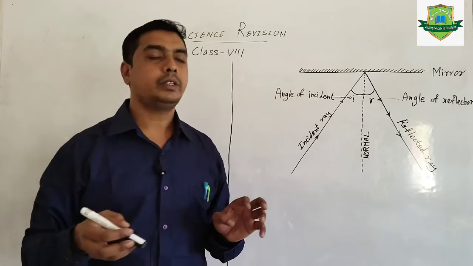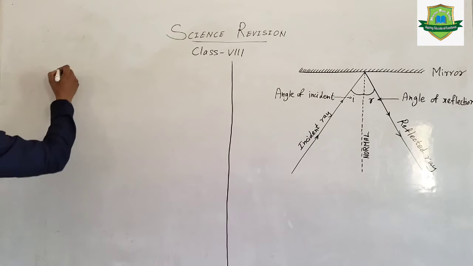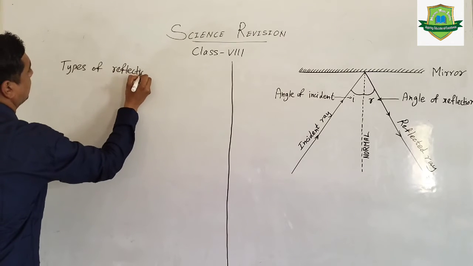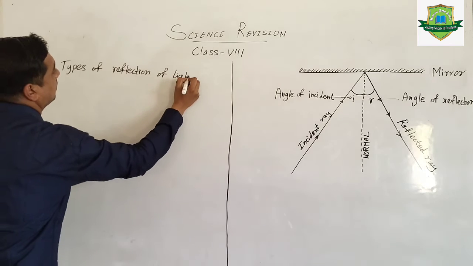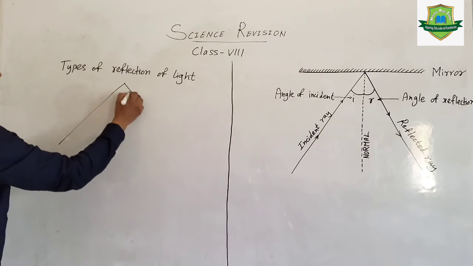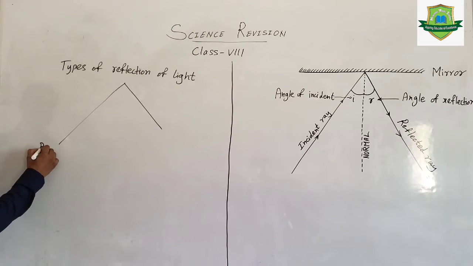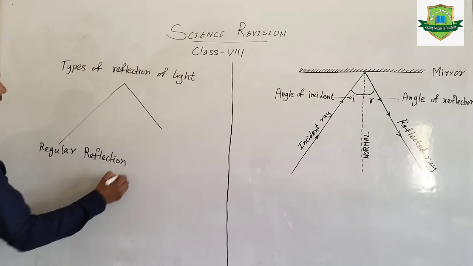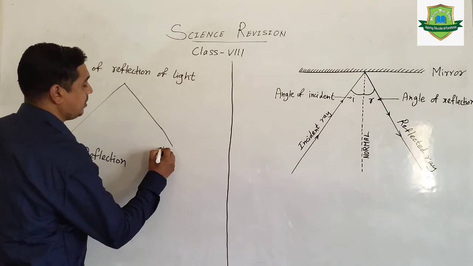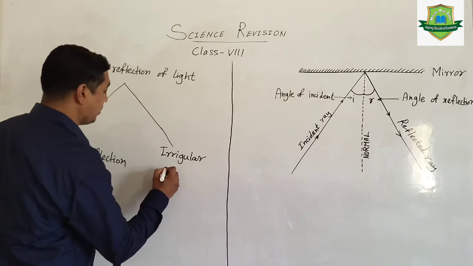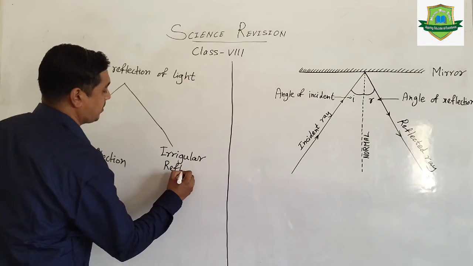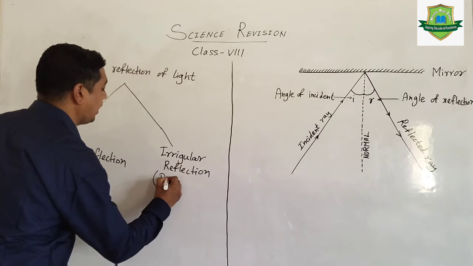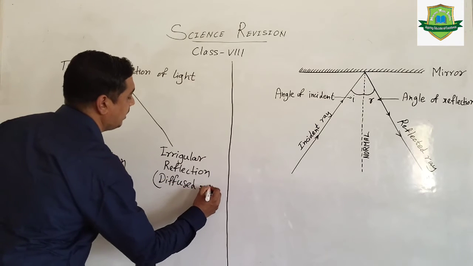So dears, as I told you, we will also discuss the types of reflection of light, okay? Basically there are two types of reflection of light. One is regular reflection, R-E-G-U-L-A-R, regular reflection, and the other one is irregular reflection. Dears, irregular reflection we also call diffused reflection, okay? D-I-F-F-U-S-E, the diffused reflection.